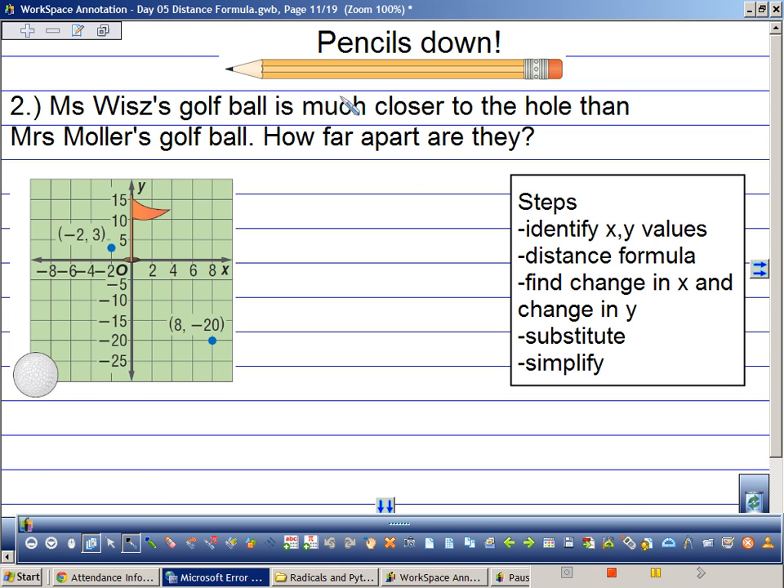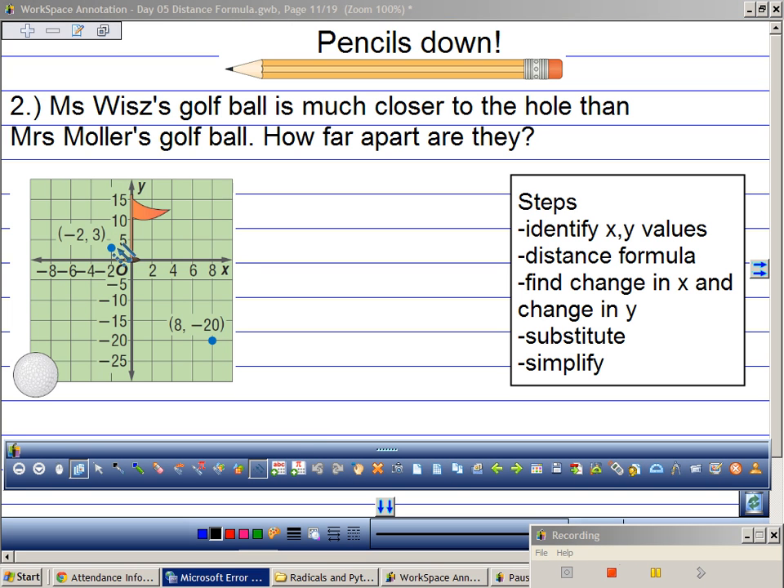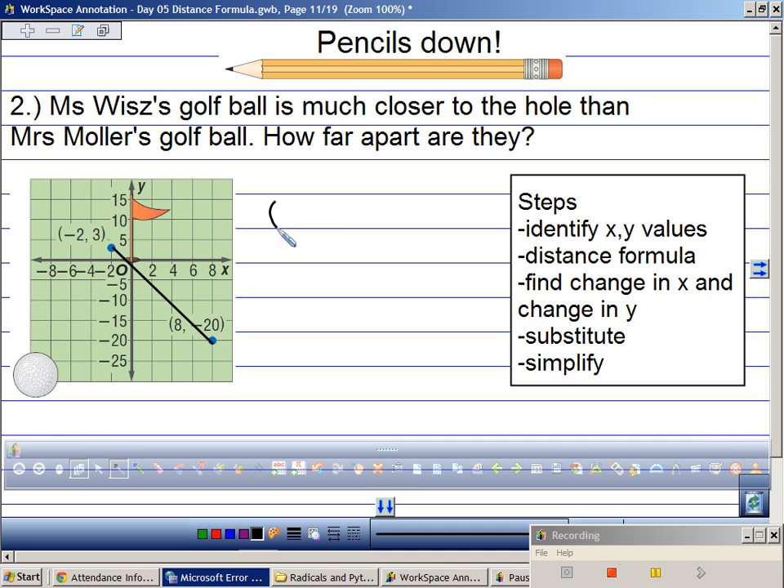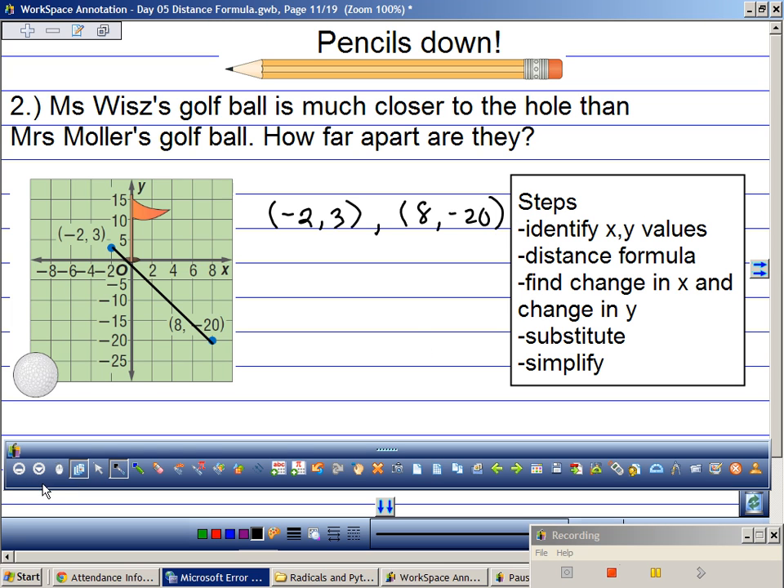Okay, so pencils down. You guys don't need to write this right now. Mrs. Wiz's golf ball is much closer to the hole than Mrs. Mahler's golf ball. How far apart are they? Let's see. If I want to go from here to here, how would I do that? All right, well, I'm going to identify my points first. I've got negative 2, comma 3, and I've got 8, negative 20, correct? I'm going to do distance formula and Pythagorean theorem all at the same time here.